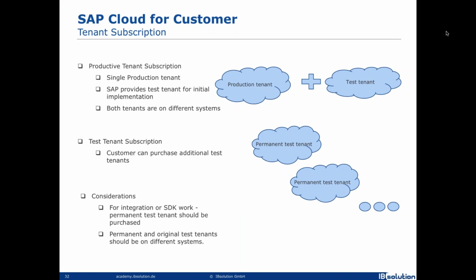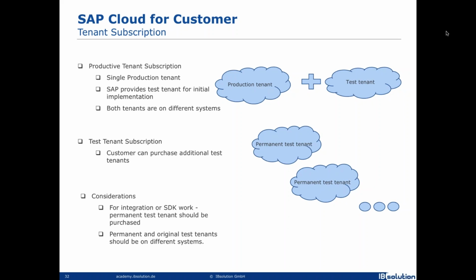When we talk about Cloud for Customer, we are going to use the term tenant. You can compare the tenant with a client from the traditional systems. You know that in your old ECC systems, you have an SAP server with lots of different clients. So when it comes to Cloud for Customer, we use the term tenant. A client from the old world is similar to a tenant from the new world. So when you subscribe for Cloud for Customer, SAP will provide at least 2 tenants. As a base subscription, you get 2 tenants, a test tenant and a production tenant.